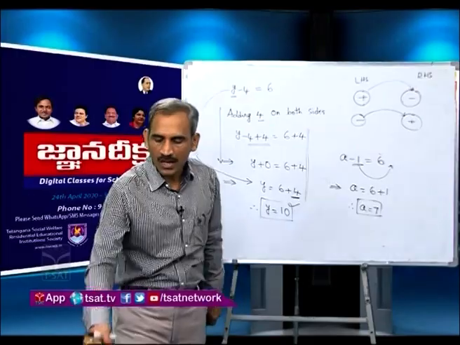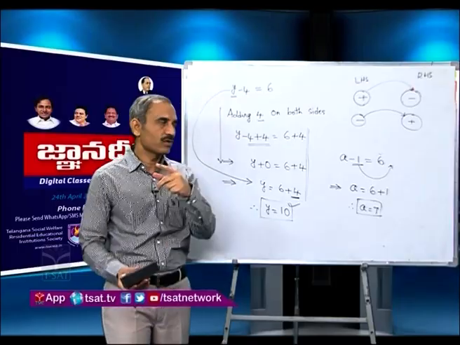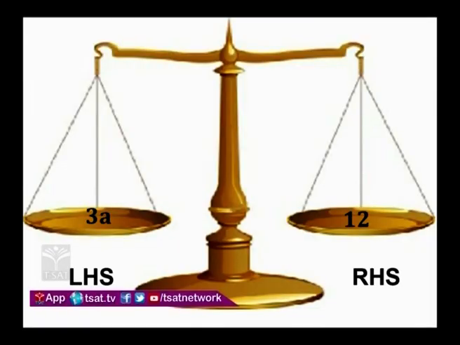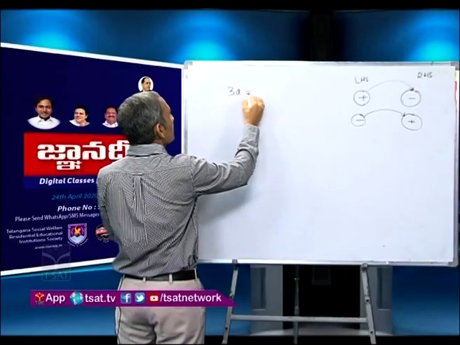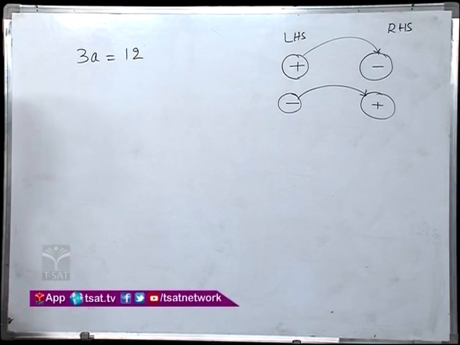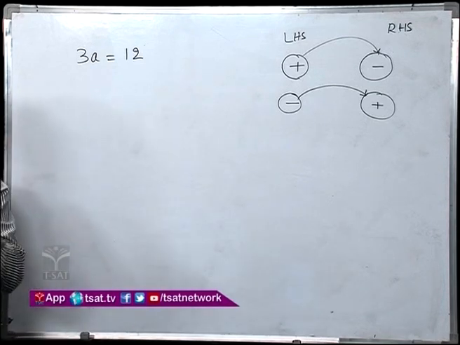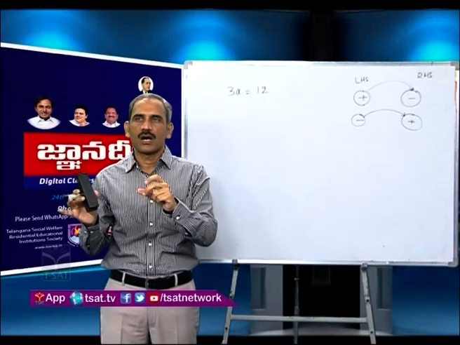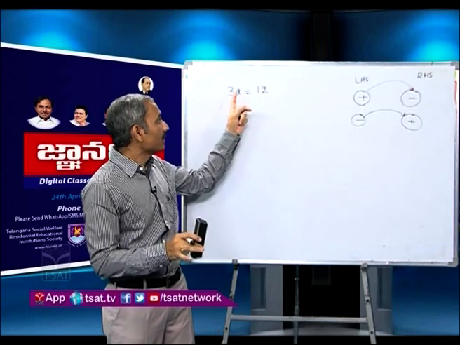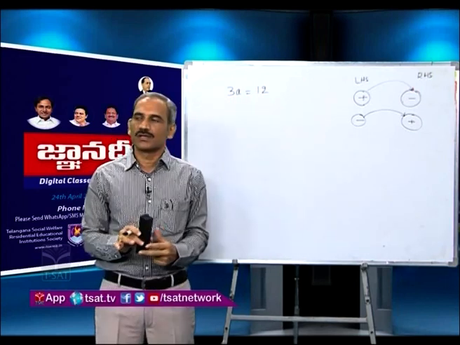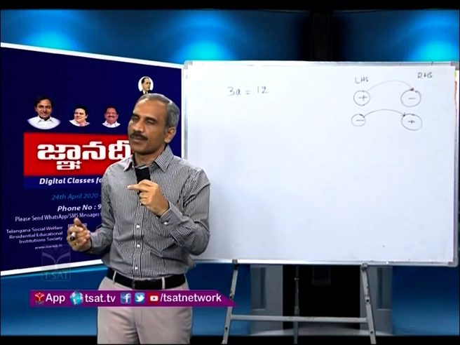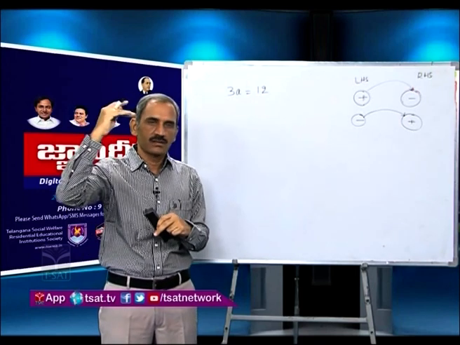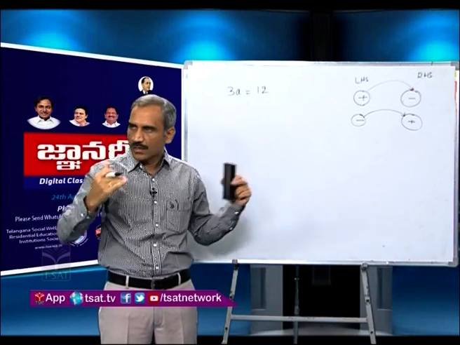Now let us come to the other model. If you see the slide, there you can see the problem 3a is equal to 12. In the earlier two cases, the variable is added with some number or subtracted with some number, but here the variable is multiplied with a number. I am taking all four operations: first plus, minus, and now multiplication.